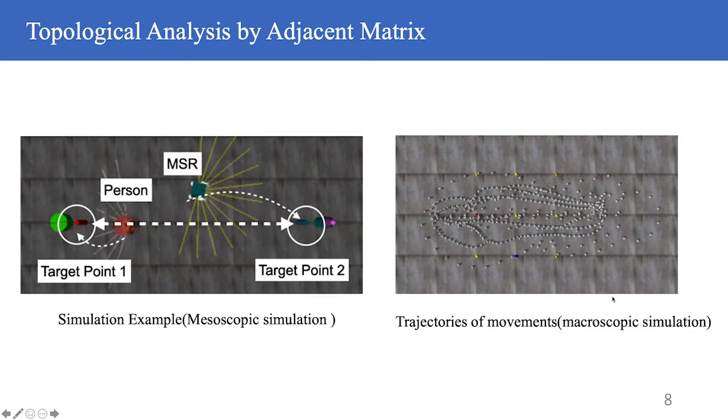Let's check the prediction of the proposed system using a simple simulation. The figure on the left is a simple example of a simulation in which a person and an MSR go back and forth between two targets. The figure on the right shows the trajectories of the human and MSR actions.